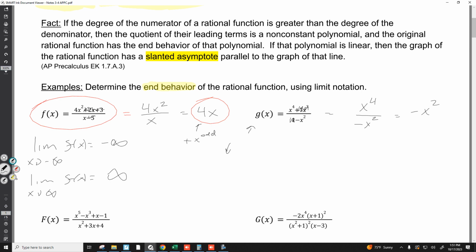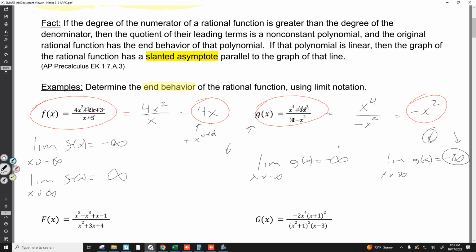This process is saying that this rational function's end behavior is the exact same as that polynomial's end behavior. That polynomial's end behavior is down and to the left, down and to the right, which means as x approaches negative infinity, I'm going down. That's negative infinity going down. And as x approaches positive infinity, we are also going down. So negative infinity in both directions. Got it? Do the last 4.